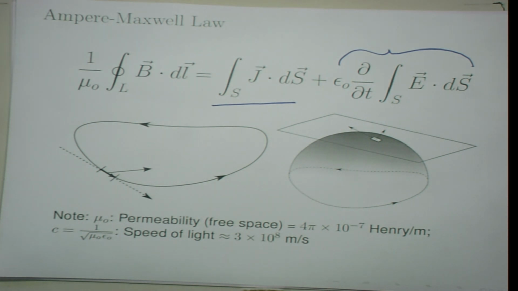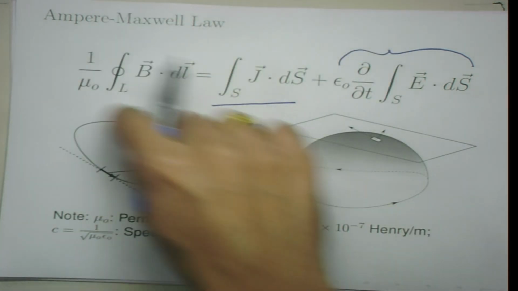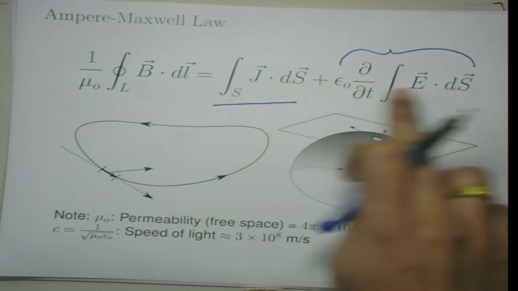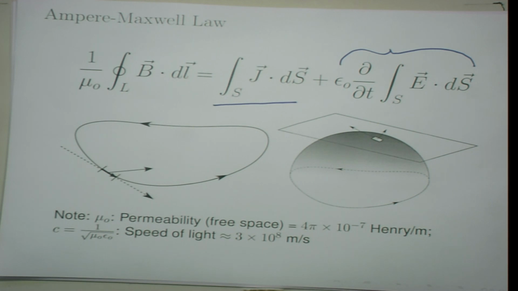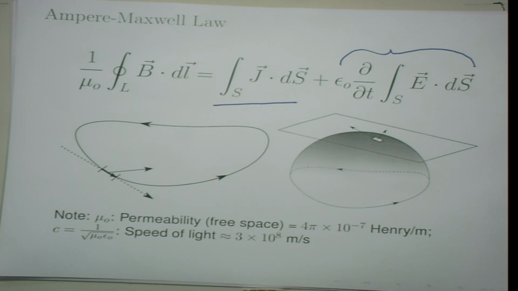Current is of course the number of charges flowing through a surface in a certain time. So, the charge flowing in 1 second over a given surface is the current in amperes. Ampere's law was initially stated only this way, but Maxwell introduced this term because he found that if it is not introduced, the conservation of charge is violated.